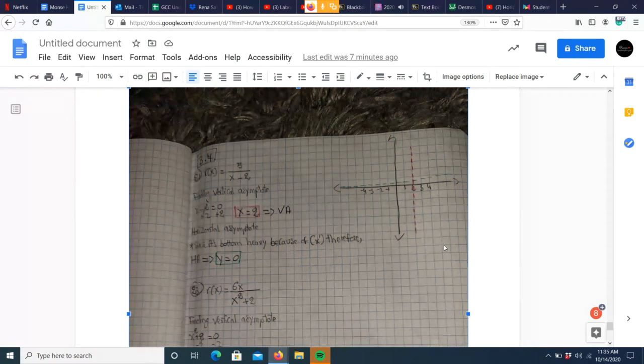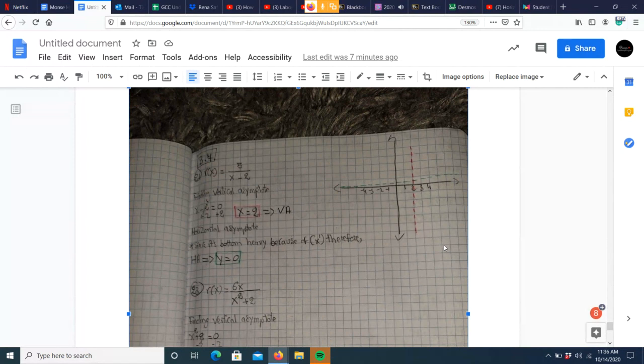Okay. So for this question, we're finding the vertical and the horizontal asymptotes. To find vertical asymptotes, you set the denominator to be 0 and solve for x. So x equals 2, that's your red line. The red vertical line is your vertical asymptote. For horizontal asymptotes, we take the leading terms.